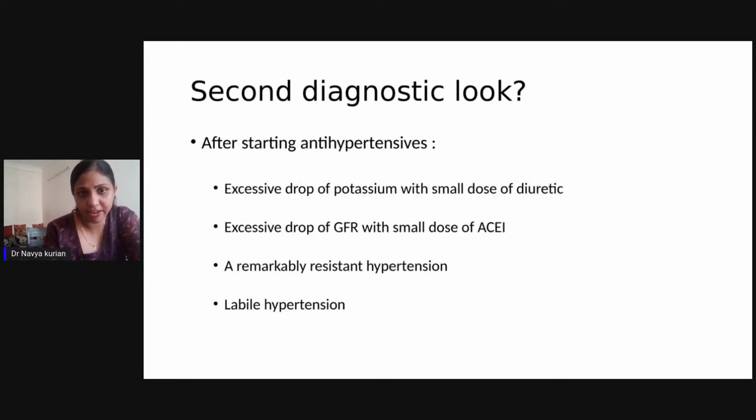In certain scenarios, we should have a second diagnostic look after starting antihypertensives. For example, there can be an excessive drop of potassium with a small dose of diuretic in case of primary hyperaldosteronism, or there can be an excessive drop of glomerular filtration rate with a small dose of ACE inhibitor. We should think of bilateral renal artery stenosis in such a circumstance, and there can be remarkably resistant hypertension, or there can be labile hypertension.